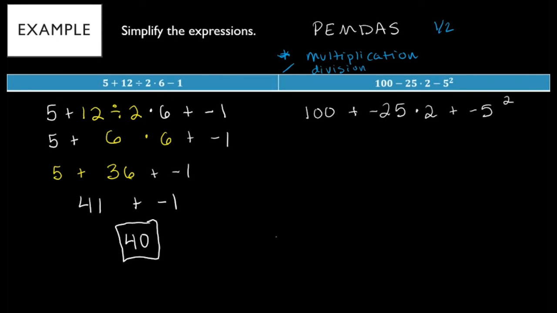So order of operations, we don't have parentheses, so we want to do the exponent. And that exponent is only on the 5, not the minus. So it's just attached to the 5. So we have 100 plus negative 25 times 2 plus a negative 25, since 5 squared is 25.